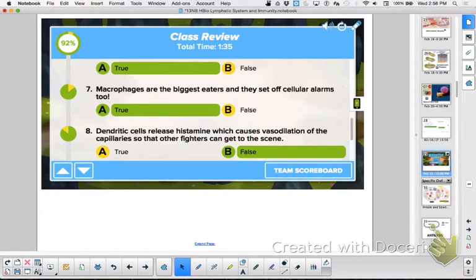8, some of you missed this. Dendritic cells do not release histamine. Who releases histamine? Mast cells and basophils in the blood.